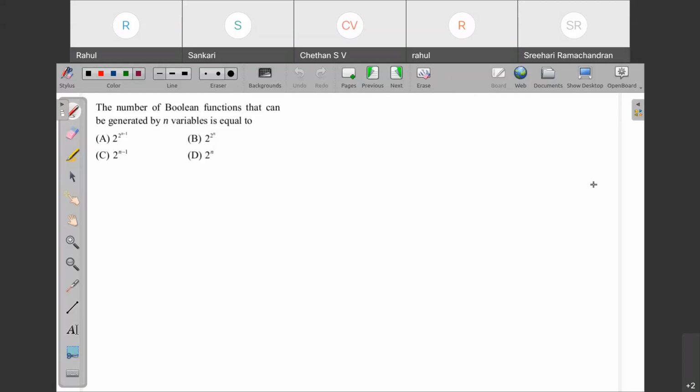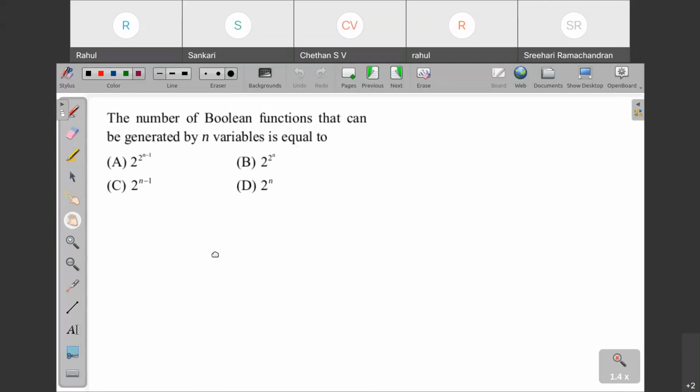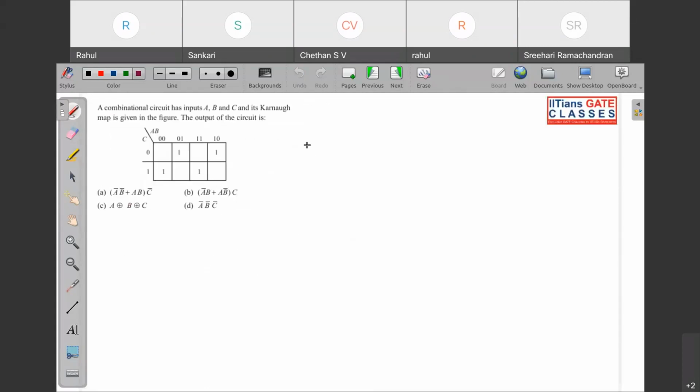B. Okay, this is good. B is the correct answer. So option B is correct. Now you might be wondering why, so I will give you a very simple example.